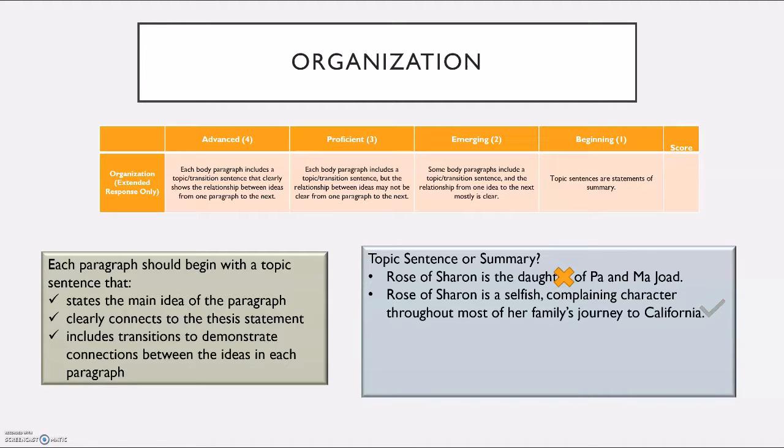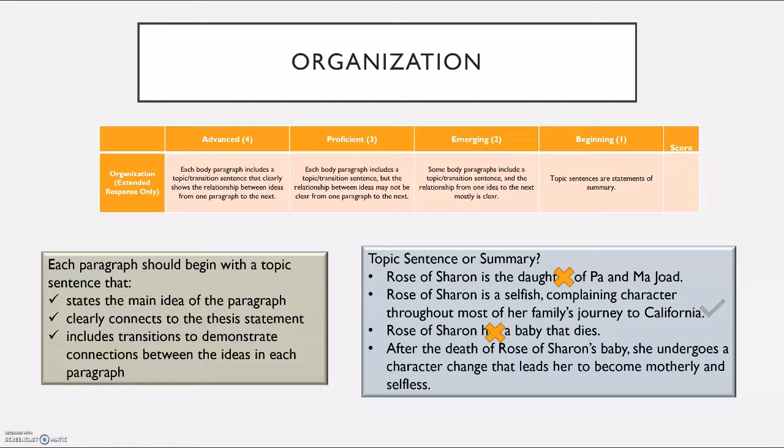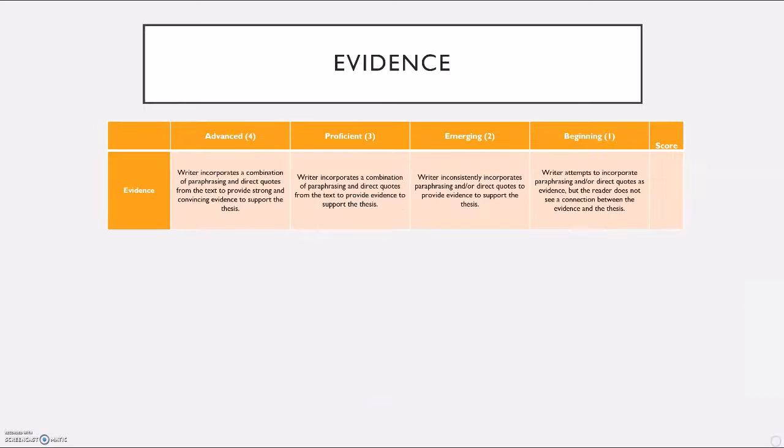Rose of Sharon is a selfish, complaining character throughout most of her family's journey to California. This is a true topic sentence. It presents an idea that could be disputed. Some may not characterize Rose of Sharon as selfish and complaining. Here's another one. Rose of Sharon has a baby that dies. This is a statement of summary, not a topic sentence. Let's do one more. After the death of Rose of Sharon's baby, she undergoes a character change that leads her to become motherly and selfless. This is a great analytical topic sentence.